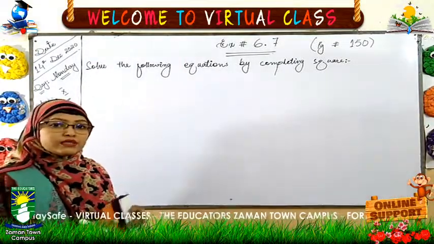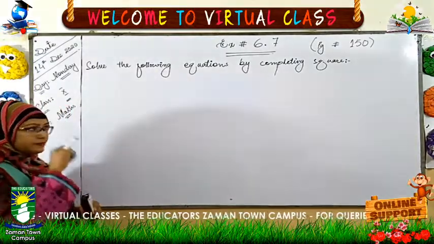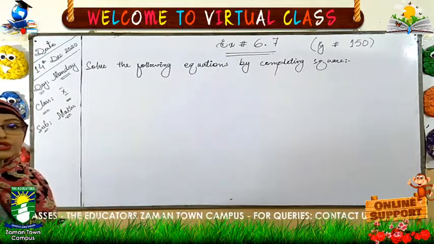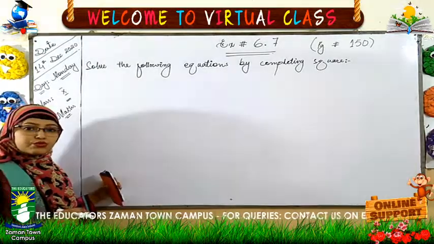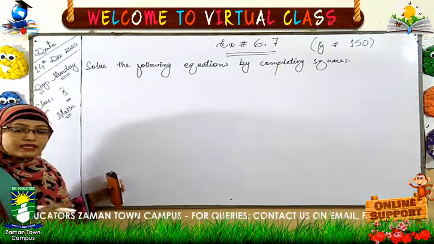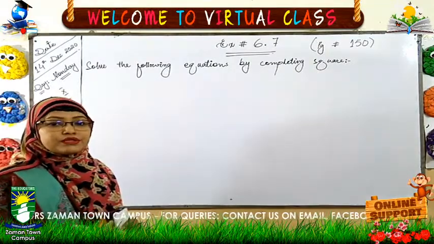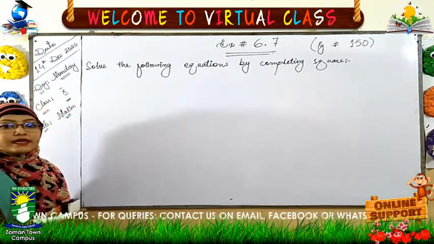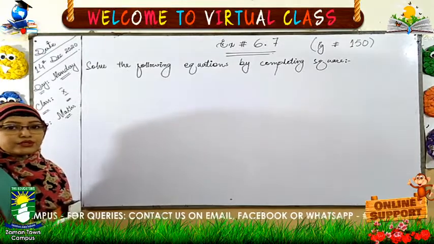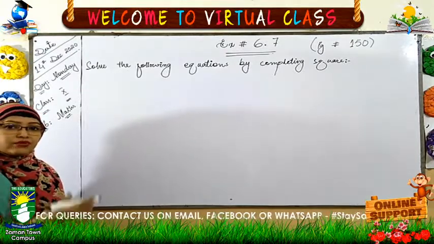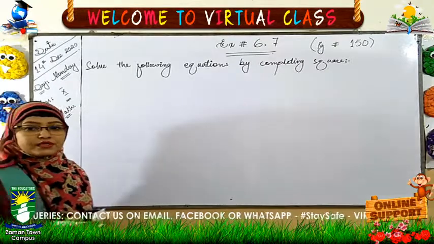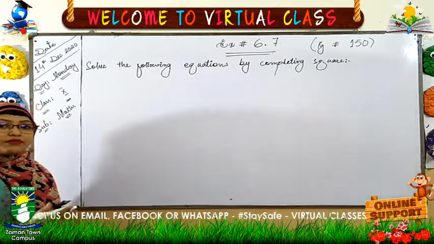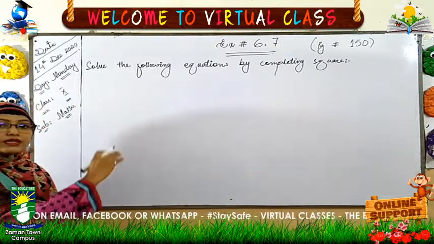If it is already given in standard form, then we go to the next step in which we divide the whole equation by the coefficient of x square, if it is not 1. Whatever the coefficient of x square is, like 2, 3, 4, 5, we will divide the whole equation by it. In the next step, we shift the constant term to the right hand side.